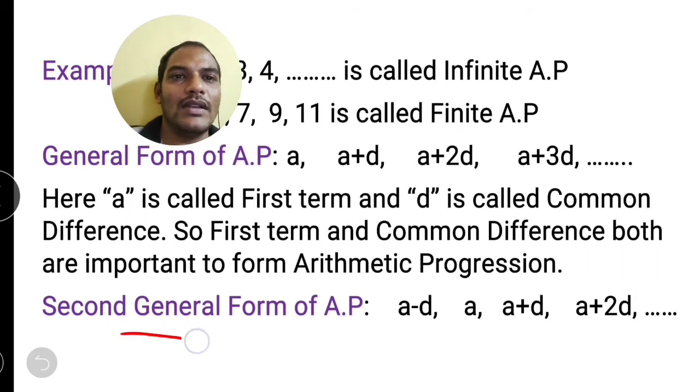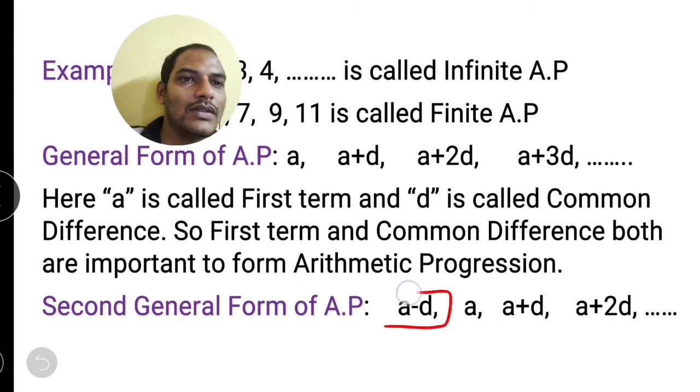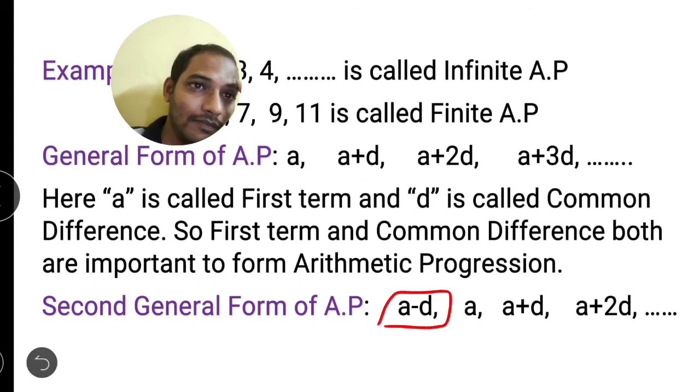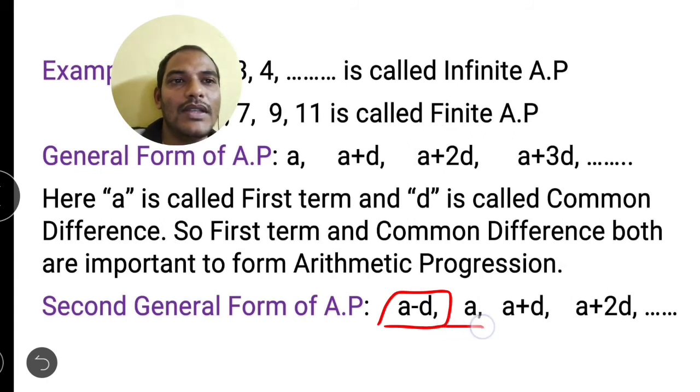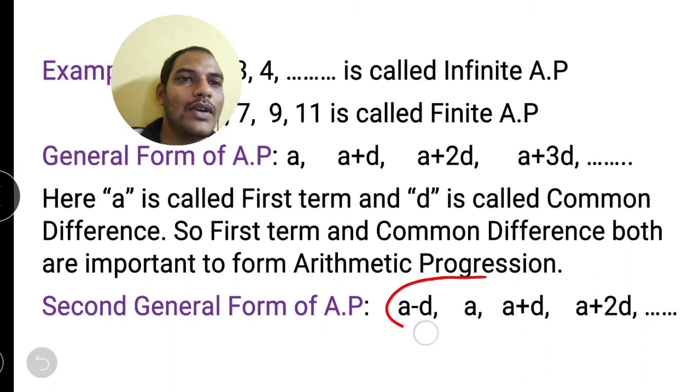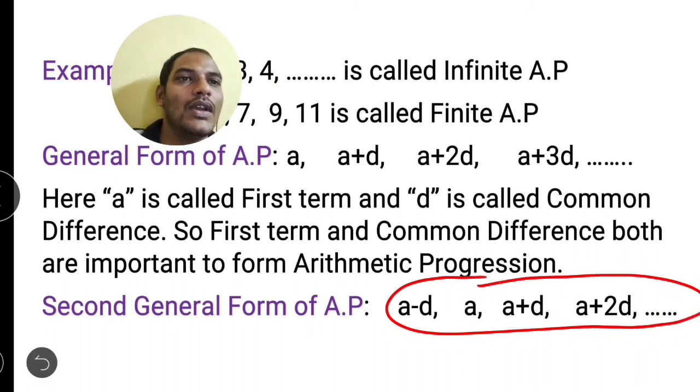And the second general form of an arithmetic progression. See here, in the second general form of arithmetic progression, I took the first term as a minus d. Second term is a, third term is a plus d, fourth term is a plus 2d. It is also a general form of an arithmetic progression. This type of general form is useful to solve particular questions in our chapter. When we are going to do that type of problems, I will explain how to use this general form.